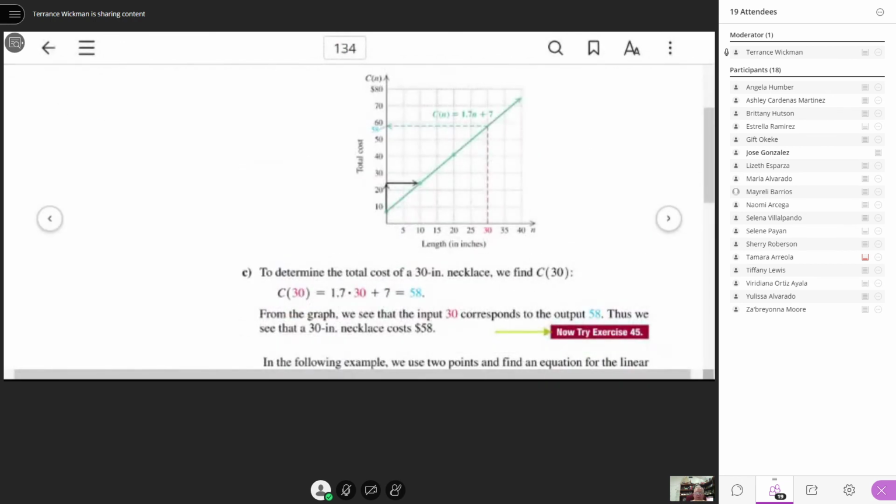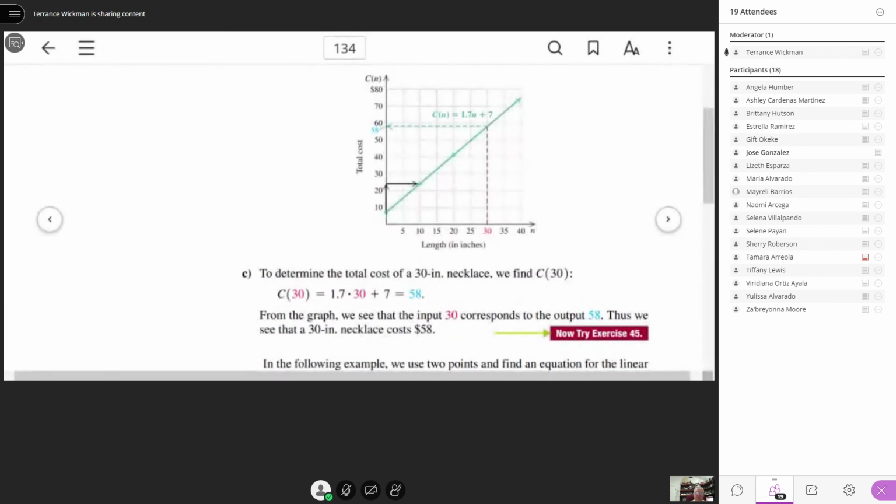And so they just build a chart to show you the cost as it moves up. And then they didn't do anything different. Now look, if this was $1.70, look at where it says under C. It says this is the function. So this is the same problem, except for C of 30 is really Y.